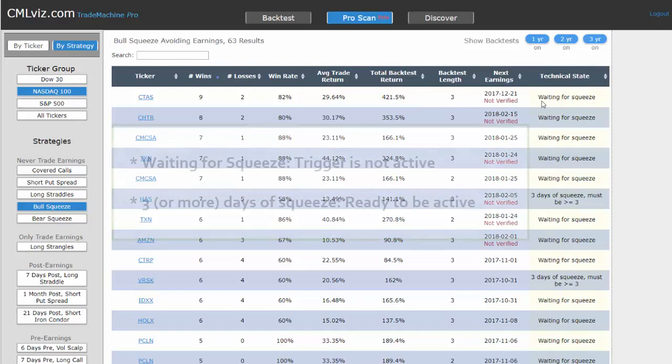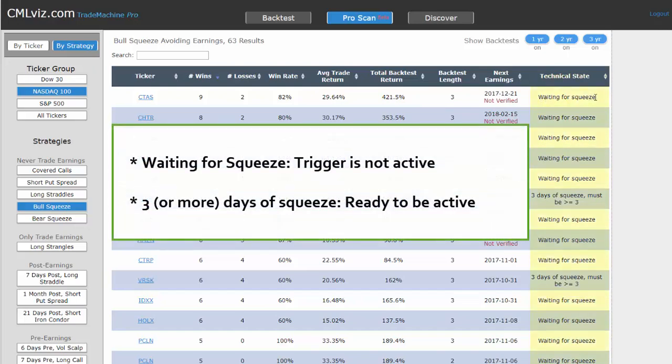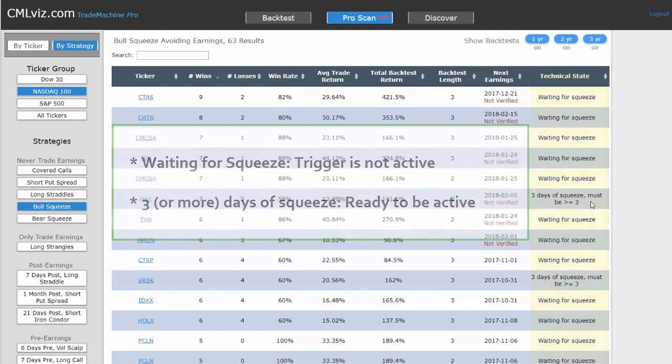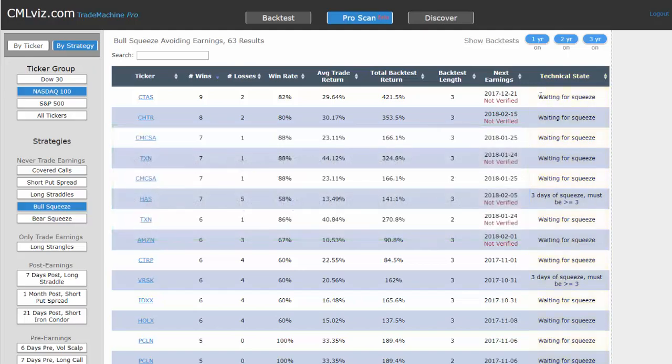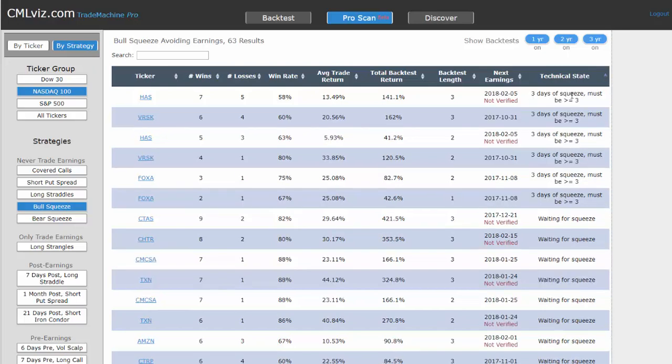the technical state. If something is waiting for a squeeze, that means essentially it is not active right now. When a stock is in a squeeze, it must be in a squeeze for at least 3 days, and we detail that on the Discover tab. And you will see, for example, ticker HAS is now in its 3rd day of a squeeze, which means that if it finds momentum tomorrow, either bullish or bearish, and if it breaks out of its technical low volatility area, it would be active as a backtest. Most of the time, we're going to see technical state of waiting for squeeze. Other times, we will see stocks that are in the squeeze and ready to break out.